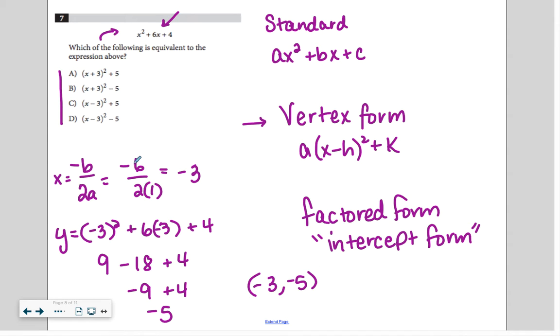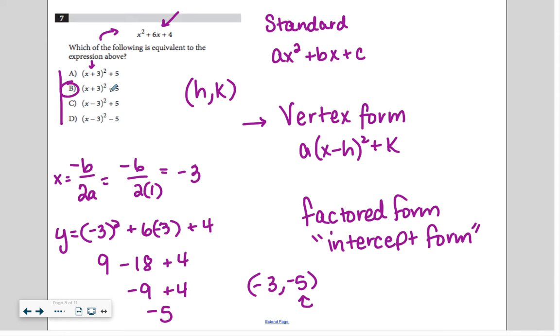Now, we have to remember that when we are looking at vertex form, the vertex is (h, k). So in this case, negative 3 would give me a plus or a positive value inside the function. And then the y is just k, so this would be -5. So my answer would have to be B.